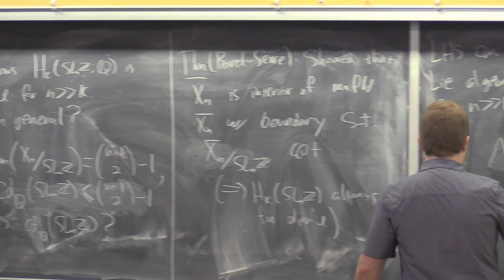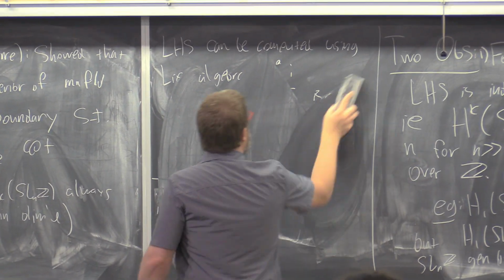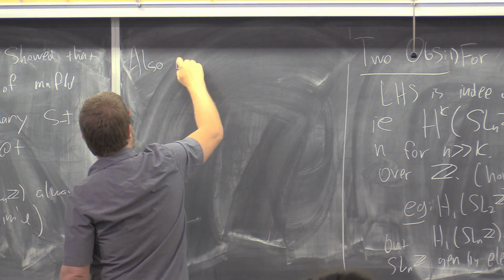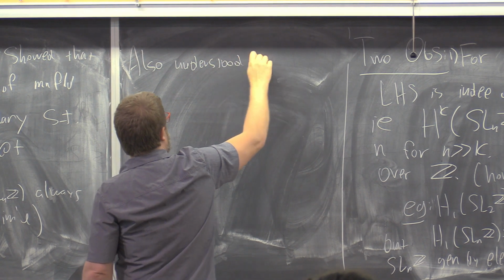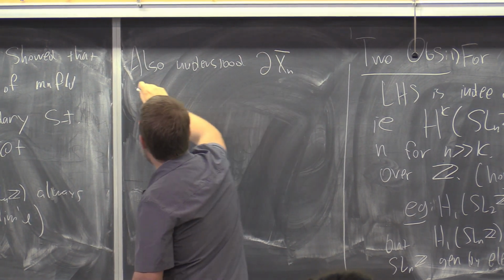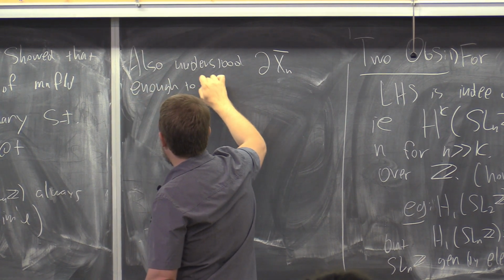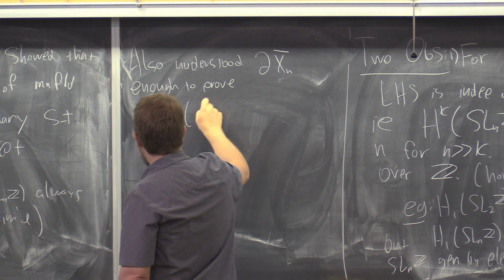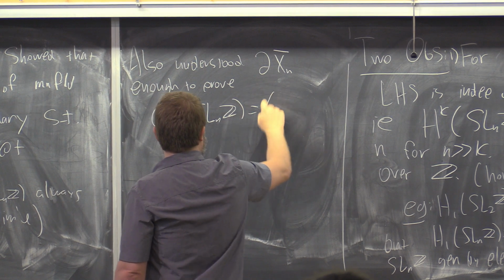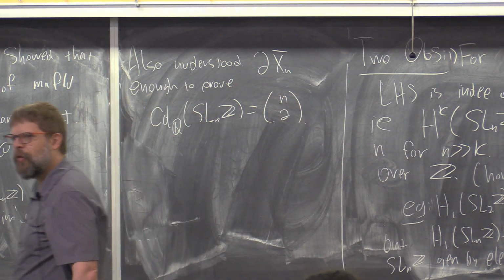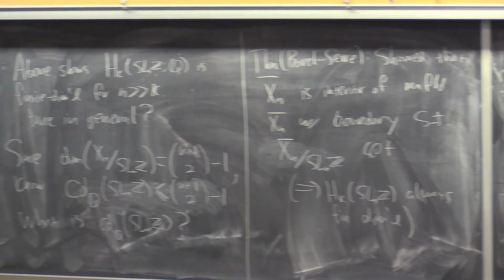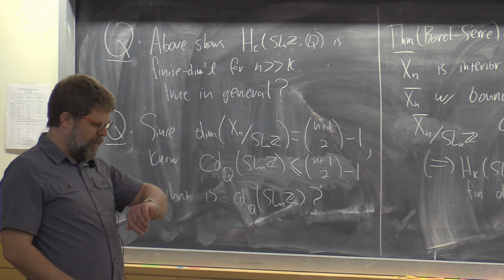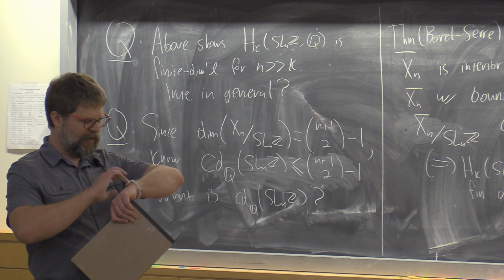But they didn't just do this in some abstract way. They also understood the boundary of the bordification to prove that the cohomological dimension is actually equal to a much smaller number than n choose 2 minus 1, right? Okay, depending on how the timing goes, it's at the end of this talk.